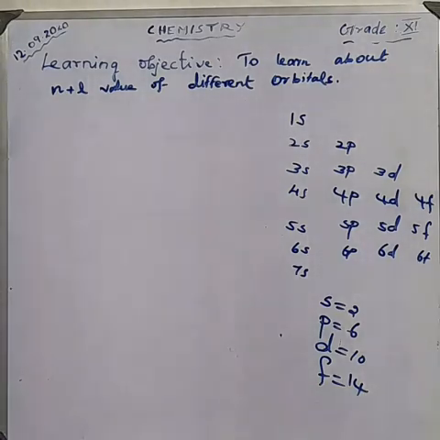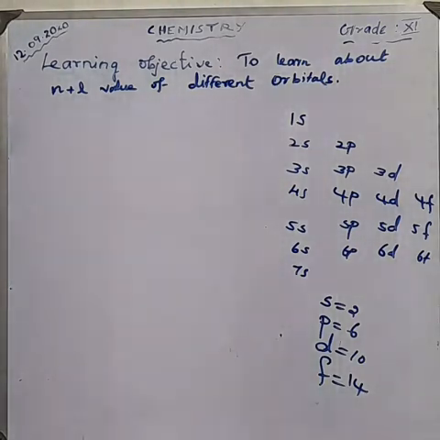Previously I told you that n means principal quantum number. The principal quantum number denotes the shell of an atom. Shell means first shell, K shell, second shell, L shell, M shell, N shell, etc. Am I right? It denotes the shell of an atom. n is equal to 1, n is equal to 2, n is equal to 3, like that. l is about the subshell. We are studying about the subshell.